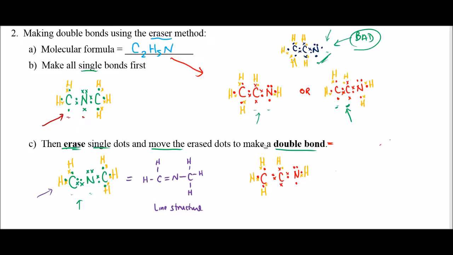So now I'm ready to make the double bond here with the eraser method. Here's my eraser. This is a lonely dot here and a lonely dot here. I'm erasing this lonely dot, and I'm erasing this lonely dot. And I will move them to the middle, 1 X and 1 dot, and this then becomes the double bond right here. So one of the molecules looks like this.